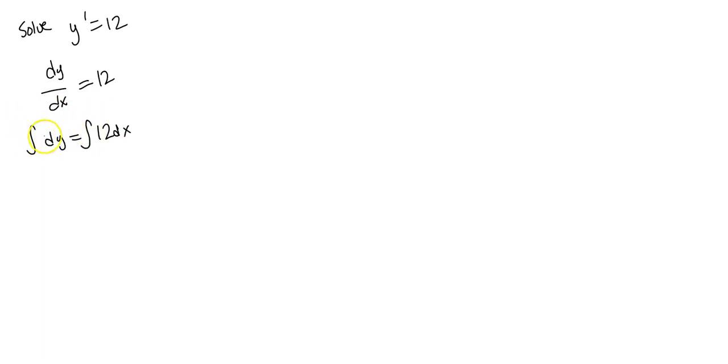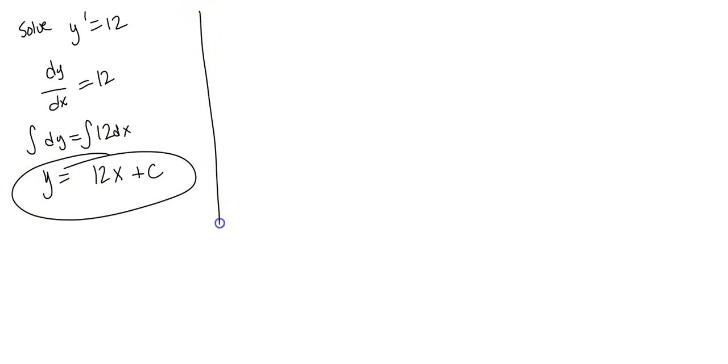Just to do a couple more of these, if I wanted to solve, for example, y prime equals 12, this one's a pretty simple one. I'd have dy over dx equals 12. Again, I'd write that in differential form and take the integral of both sides. The integral of dy with respect to y is just y. The integral of 12 with respect to x is going to be 12x plus c. And since I can solve for y, I'll leave it there.